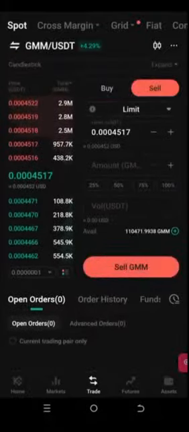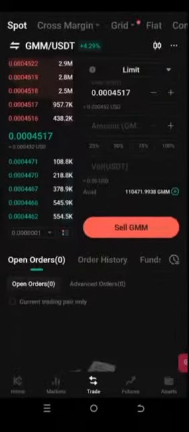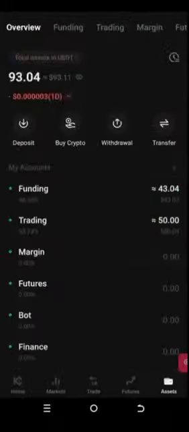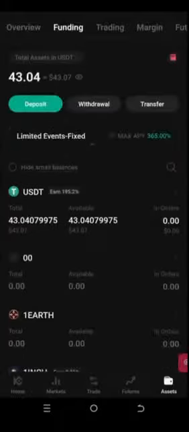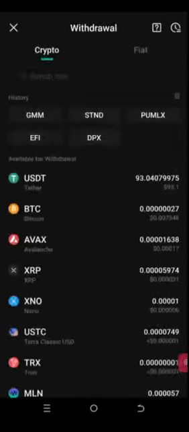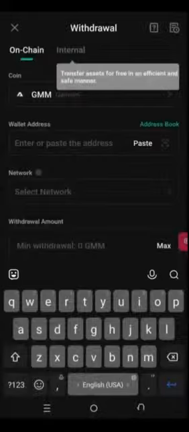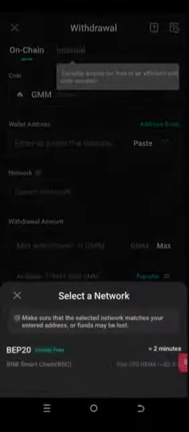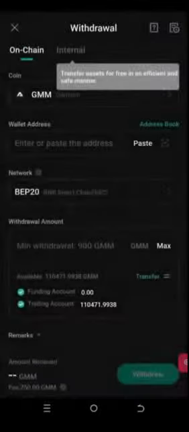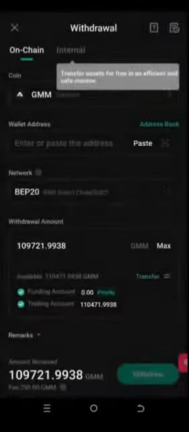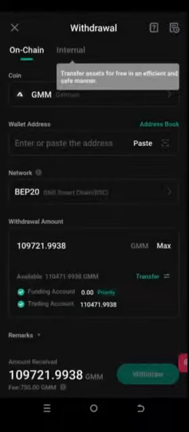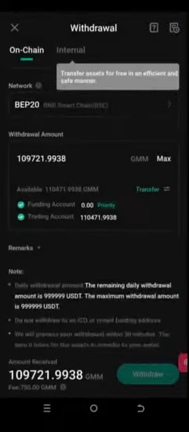So what we have here is 110,471. Okay, so we're going to quickly send this over to Mexi. Let's go and get all the details we need. We're just going to go over to our funding, and then we withdraw. So we're going to withdraw GMM. We're selecting the network, which is BEP20, and the max. Good, so it has already deducted its own fee. Let's go over and put in all the other details.